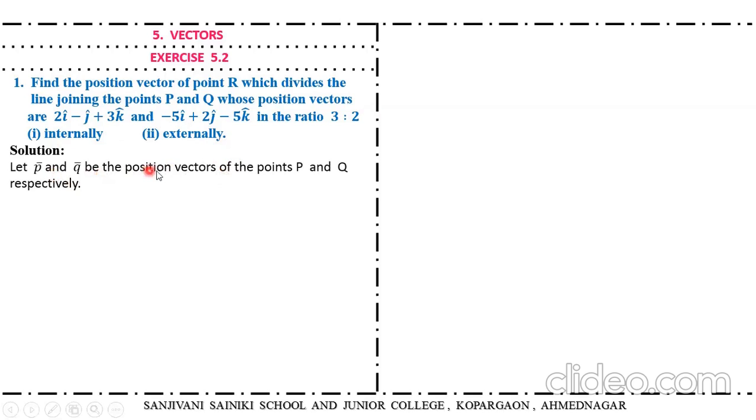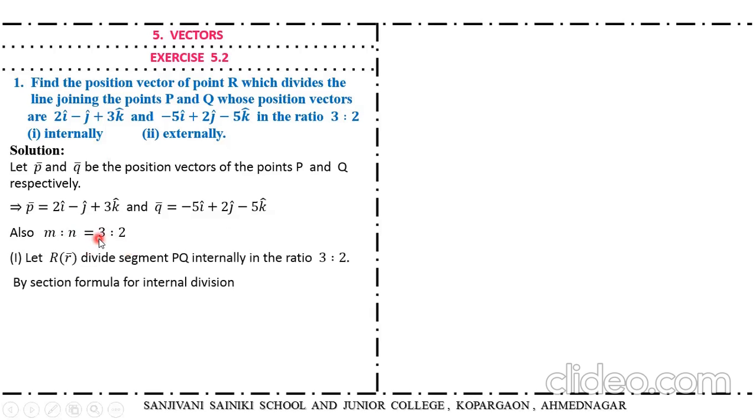Let P bar and Q bar be the position vectors of the points P and Q respectively. So P bar is equal to 2i minus j plus 3k and Q bar is equal to minus 5i plus 2j minus 5k. Also, it is given that the ratio m:n is 3:2. Now the first problem: let R bar be the point which divides the segment PQ internally in the ratio 3:2. So by using the section formula for internal division, R bar is equal to (m q bar plus n p bar) upon (m plus n). Put the values of q bar, p bar, m and n, and you will get this equation.